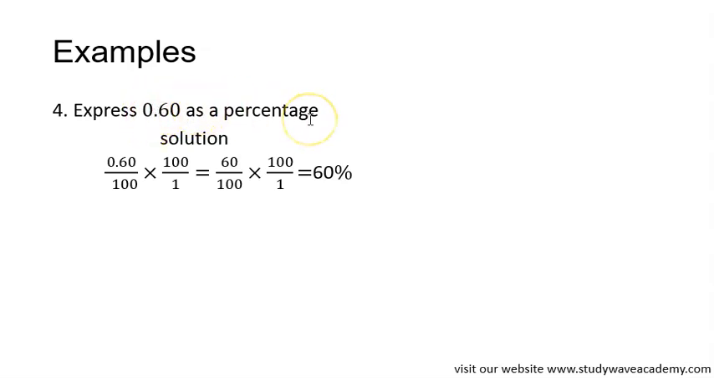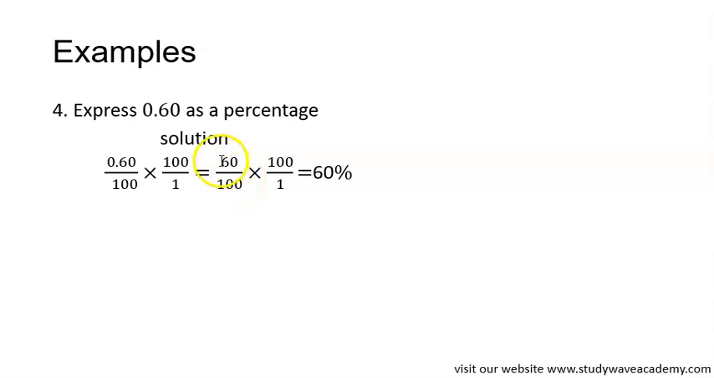0.60 as a percentage. So write down 0.60 over, how did we get this 100? The decimal point here represents 1, and these other two digits represent 0. We made it a fraction, so we have 0.60 over 100 times 100 over 1. We're representing it as a percentage, so we have times 100, okay? So equals 60 over 100.